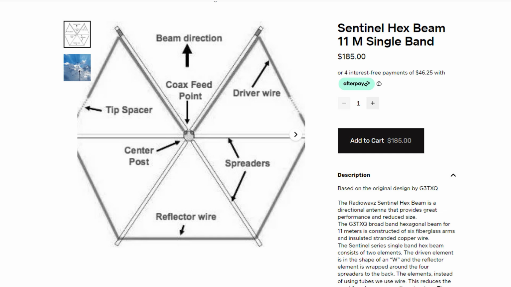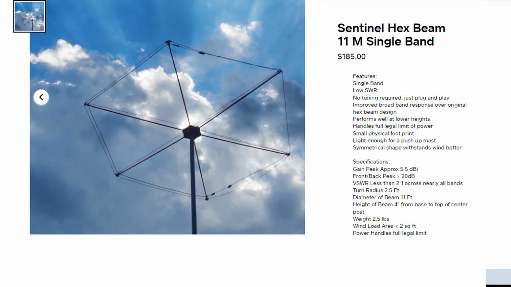Here's the image again, which I should have paid more attention to when I was putting it together. But you'll see your coax feed point, and you'll see your driver wire is showing on that side. I'm not sure how much difference it makes to have it on the wrong side, but there's your reflector wire on the opposite side. And this is rated as a 5.5 dBi antenna for the gain. Kind of reminds me of using a V-quad. I think the V-quad had a little bit better gain, but front to back on this 20 dB, pretty good. It actually had a pretty good rejection.